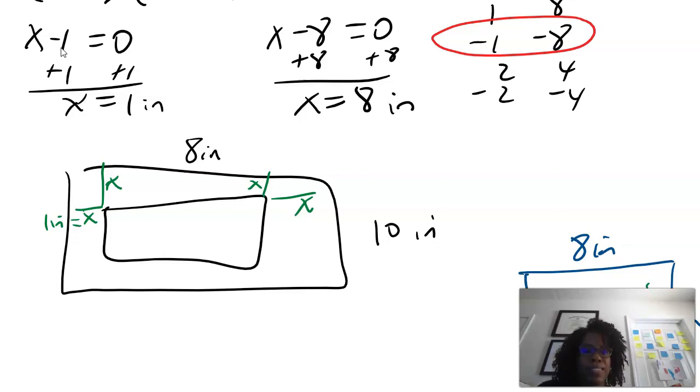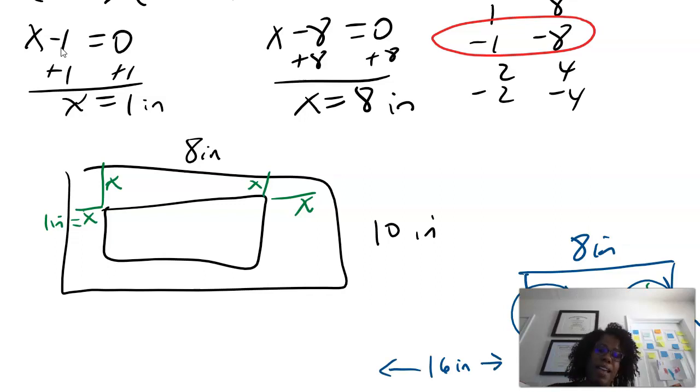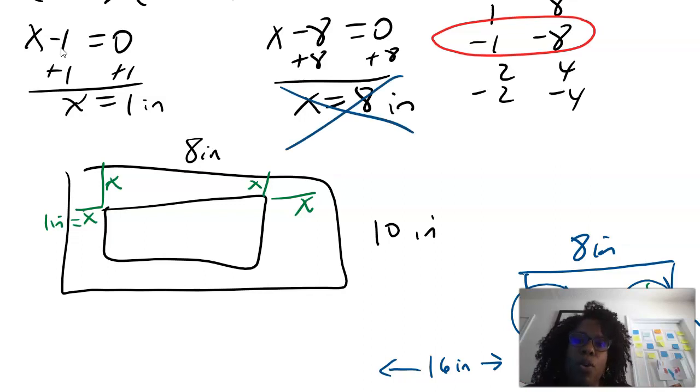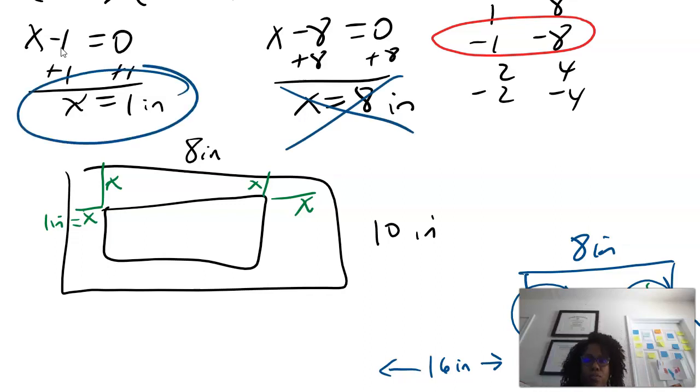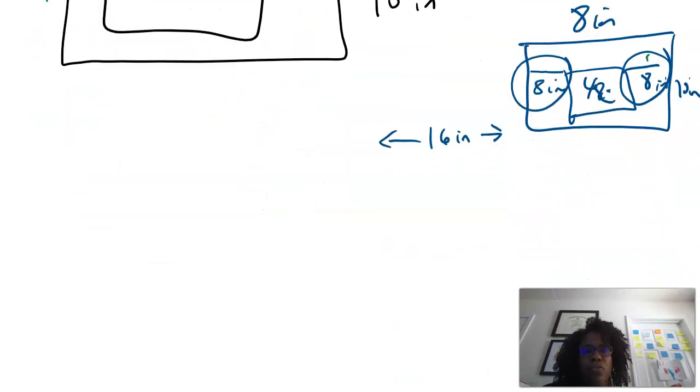Well, the answer is no, because the two x's alone, if we were to add them by themselves, 8 plus 8 would give us 16 inches that we need to go across between the glass and the outside frame. 16 inches won't fit inside an 8 by 10. It won't fit in addition to adding that little glass rectangle. So x equals 8 does not work. The only answer is x equals 1 inch. So when you're solving these, make sure that you remember to check your answers.